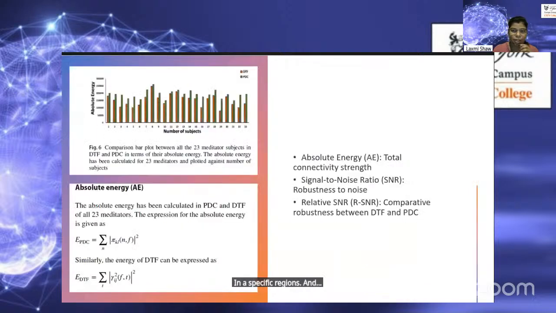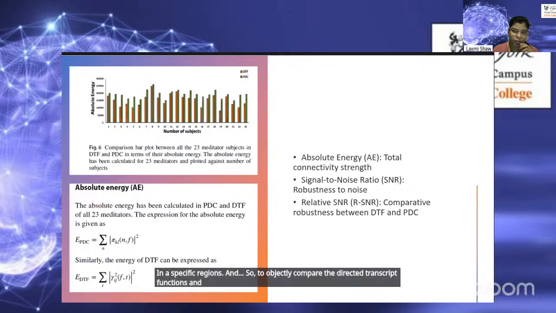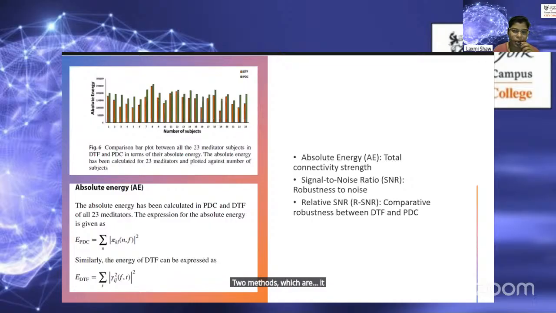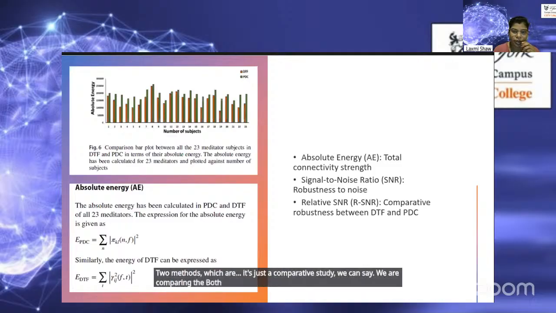To objectively compare the directed transfer function and partial directed coherence, we computed absolute energy as a measure of total connectivity, SNR, the signal to noise ratio, to assess robustness to noise, and relative SNR to directly compare the two methods. It's just a comparative study, you can say. We are comparing both the frequency-based measures to see which one is better to visualize in the case of meditation.